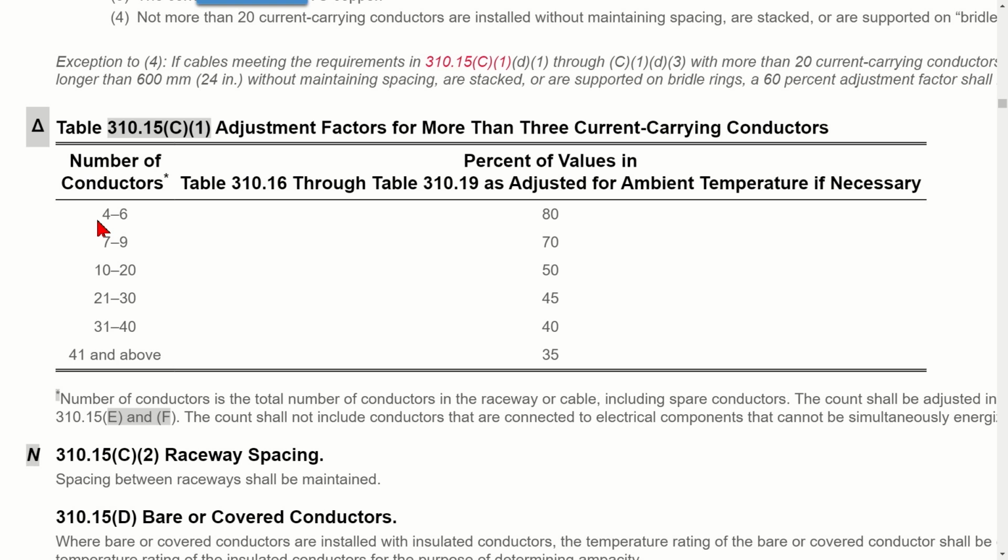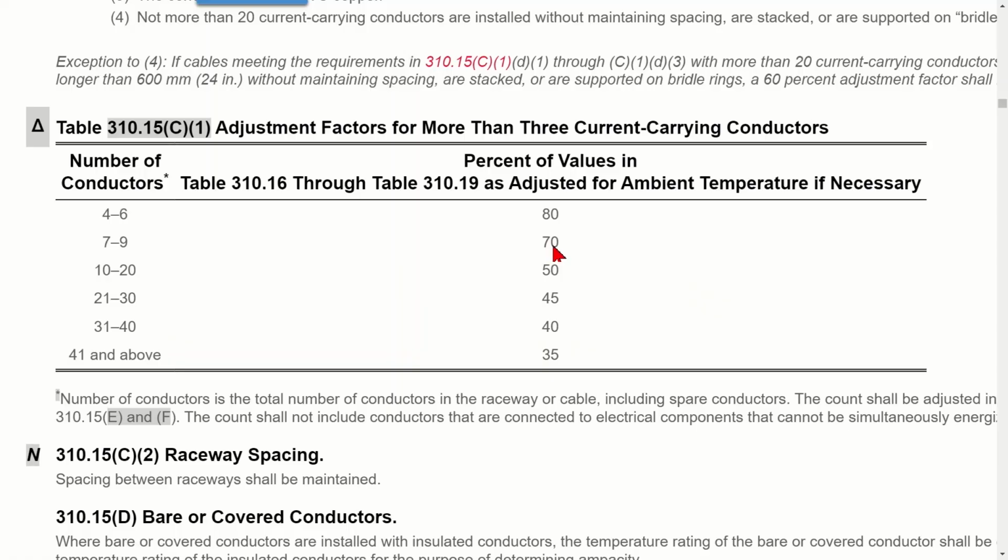So now we have three current carrying conductors. For the purpose of this class, and unless we say something specific, let's see the numbers. 4 to 6 conductors, 80%. If it's three wires, the multiplier is what? One. If it's 4 to 6, 80%. 7 to 9, 70%. And then you can see the numbers: 50, 45, 30. Those numbers are pretty substantial. So in most practical cases, you'd like to keep those circuit conductors to no more than 9 conductors.